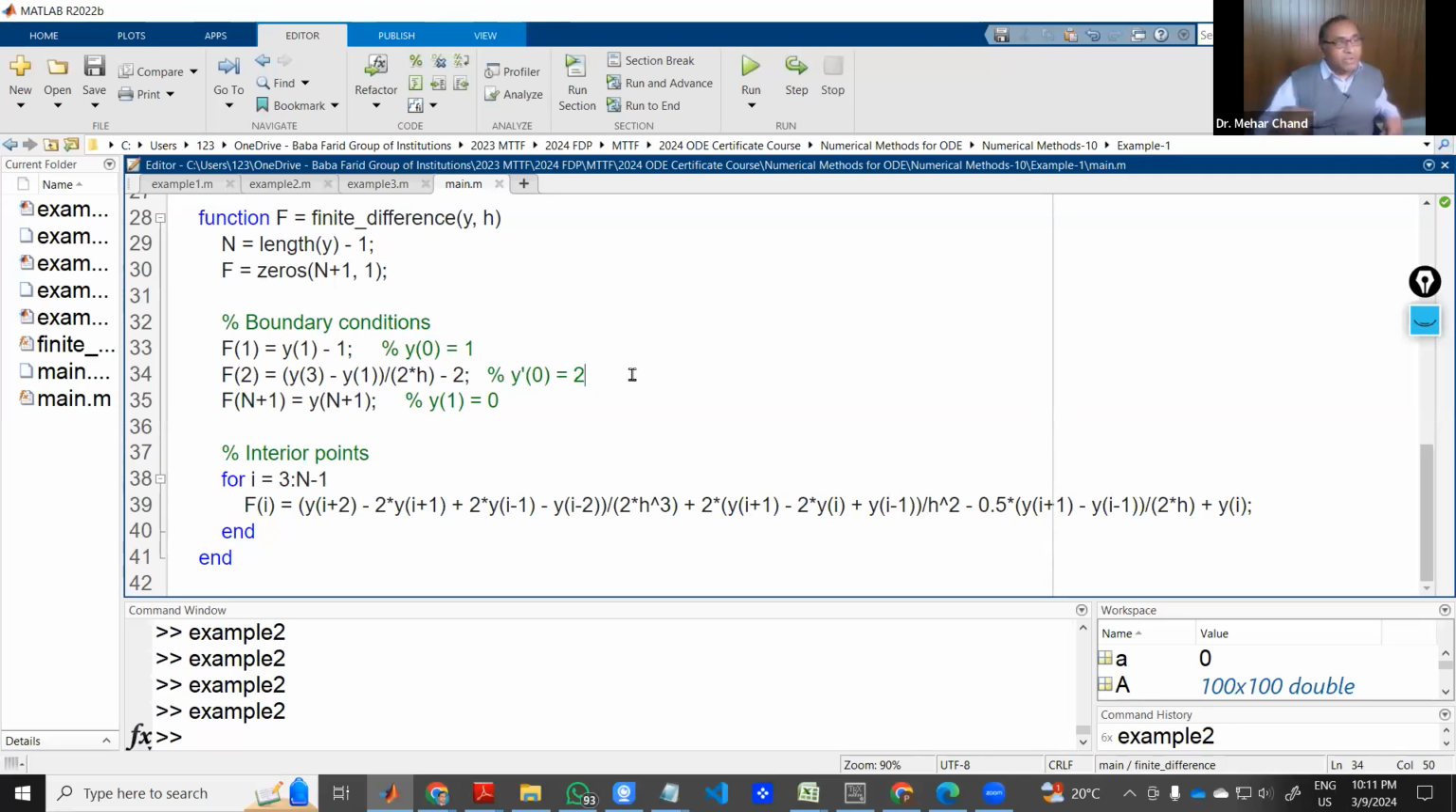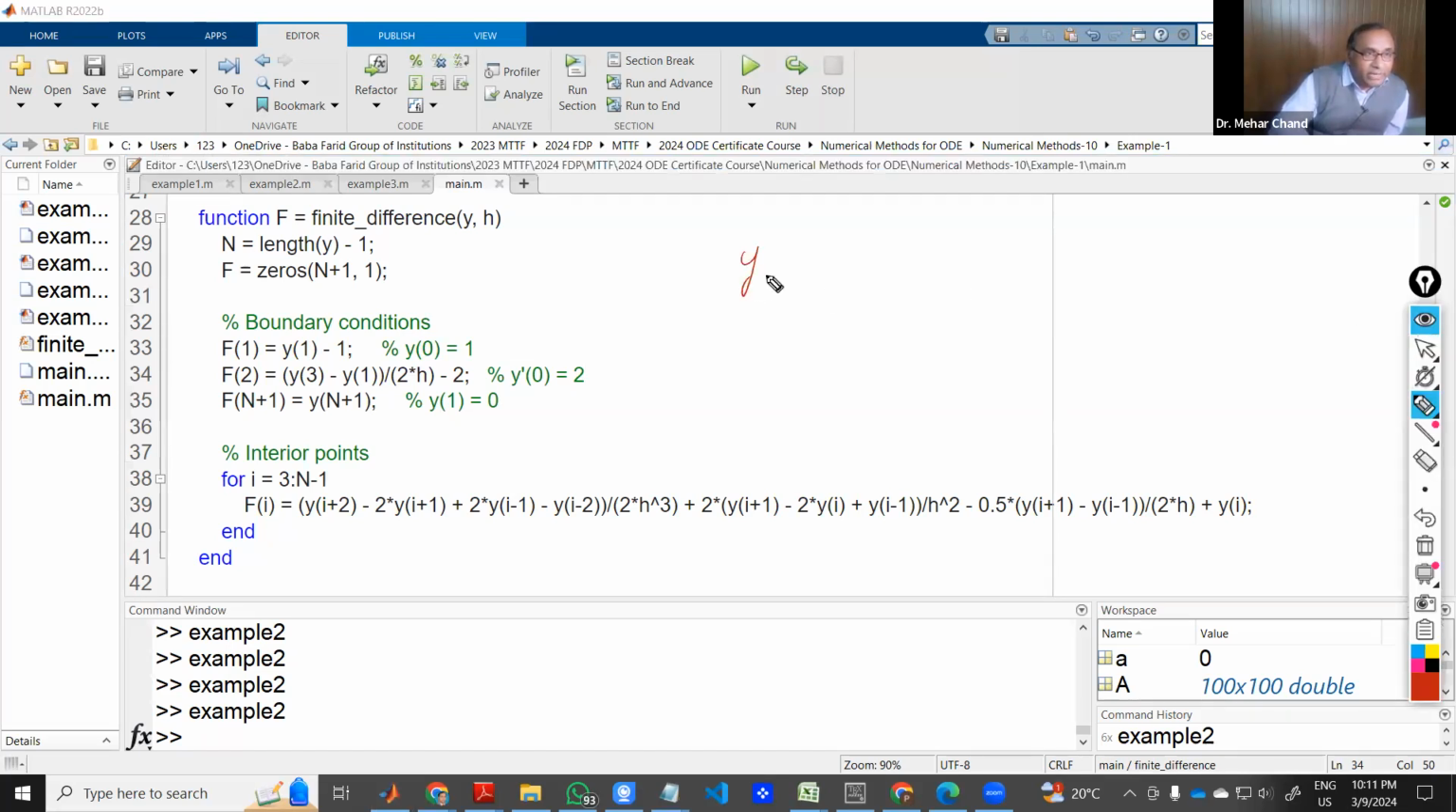So for this we have to use the central difference for y dash. The same we have is y i plus 1 minus y i minus 1 upon 2h for y dash.